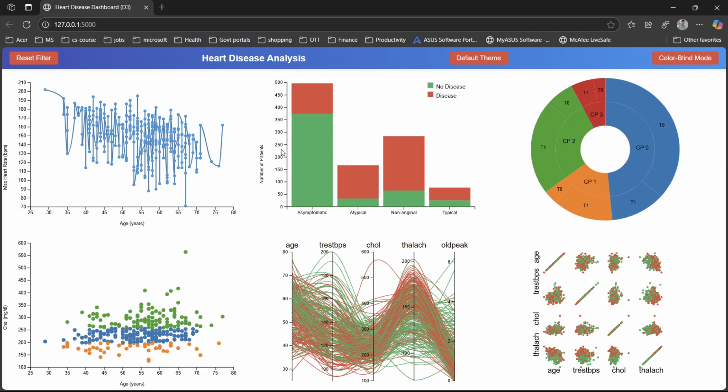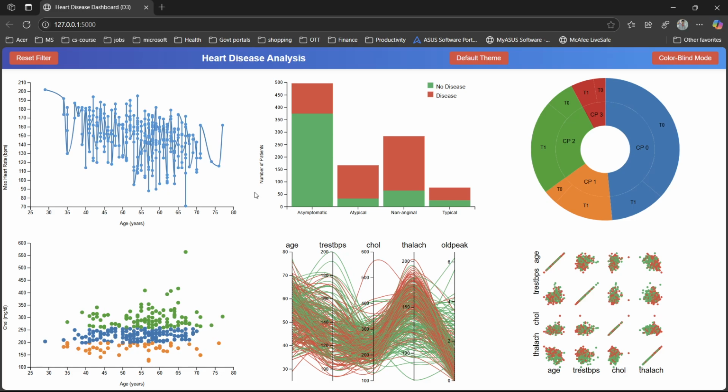And the second visualization in our dashboard is the stacked bar chart. This chart breaks down the four chest pain types into bars. Each bar is stacked to show the proportion of patients with disease and no disease. For example, the non-anginal bar shows the highest proportion of disease-positive patients, underscoring the danger of silent heart conditions.